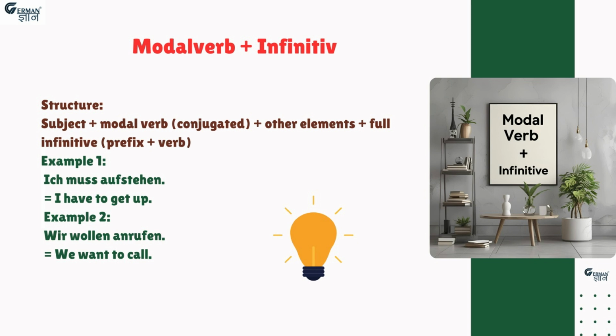For example, Ich muss aufstehen, means I have to get up. So here you can see muss is conjugated at the second place and aufstehen is in the infinitive form. Another example is Wir wollen anrufen, means we want to call. Again anrufen is in the infinitive form.